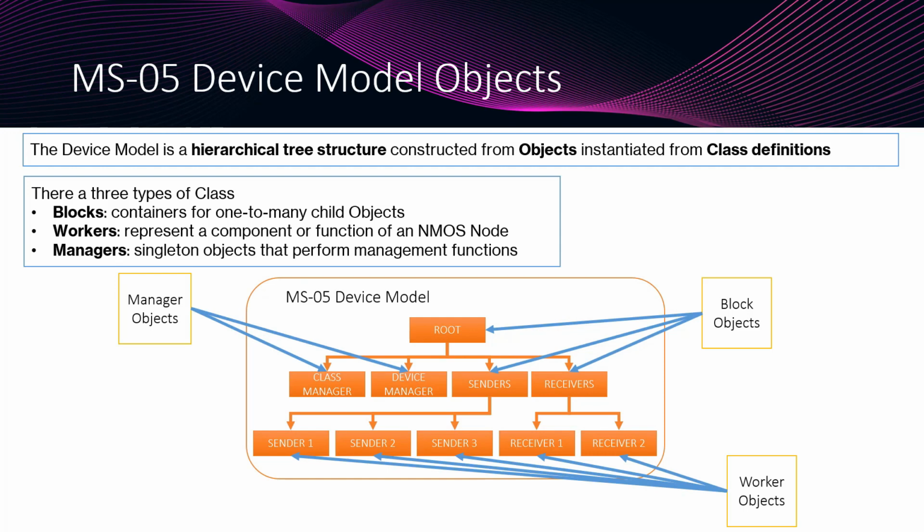Next, we have worker objects, which represent a component or function of an NMOS node. In this example device model, the senders and receivers of the NMOS node are modeled as worker objects. Finally, we have manager objects, which are singleton objects that represent housekeeping functions. In this example device model, we have a class manager and a device manager.